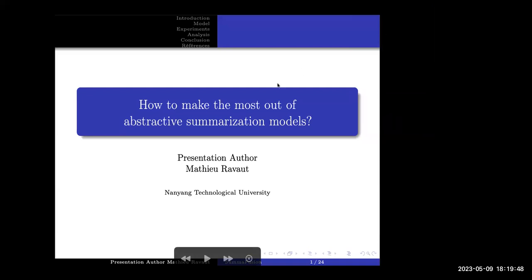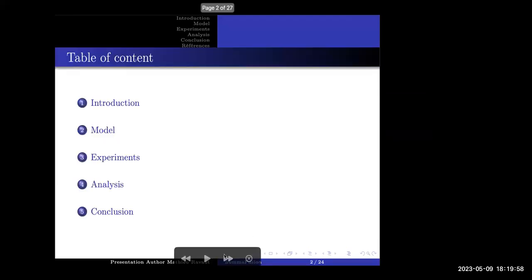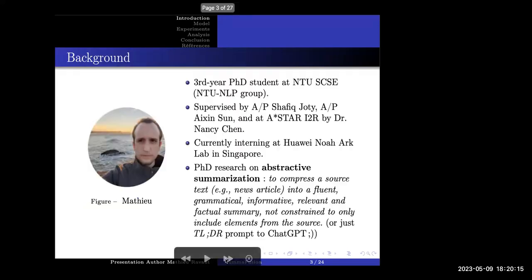Okay, thank you, Manoj, for this introduction. So hi, everyone. Today I will talk a little bit about my PhD research on abstractive summarization. I'll focus on my paper, SummaFusion, which was published at EMNLP 2022 last year. I'll give some background context, describe the model, experiments, some extensive analysis, and a conclusion that we can draw. First, a little bit of background.